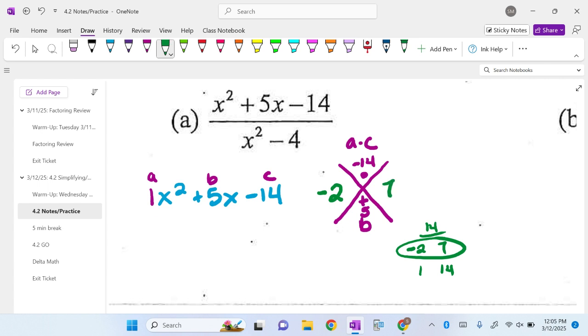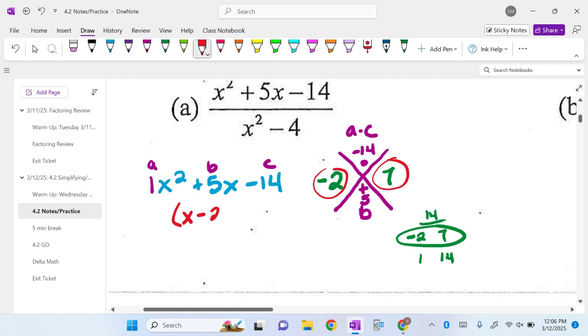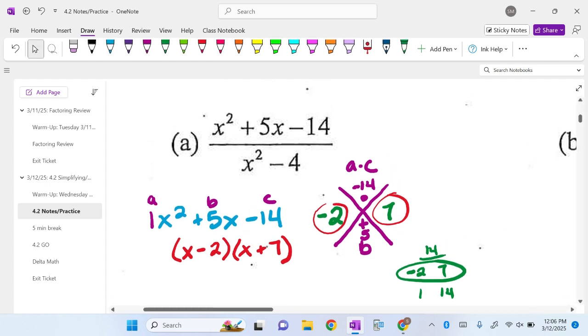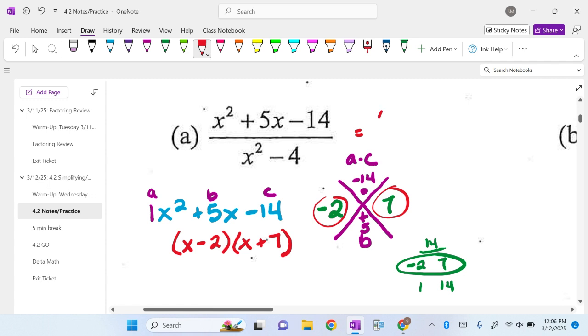Now, since our A value is 1, we can just do the shortcut. So once you get your two factors, you can write it as x minus 2, because that's our first factor, and then x plus 7, because that's our second factor. And we're done. But remember, you can only do that if your A value is 1. If it's not 1, you have to do your reverse box like we did in the warm-up. So that's my first set of factors. I have x minus 2 over x plus 7.